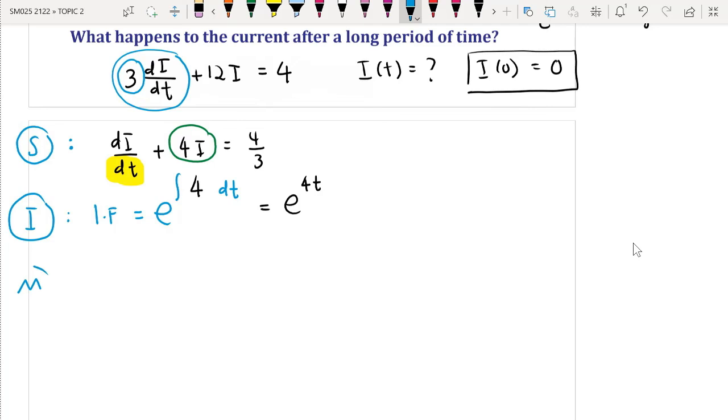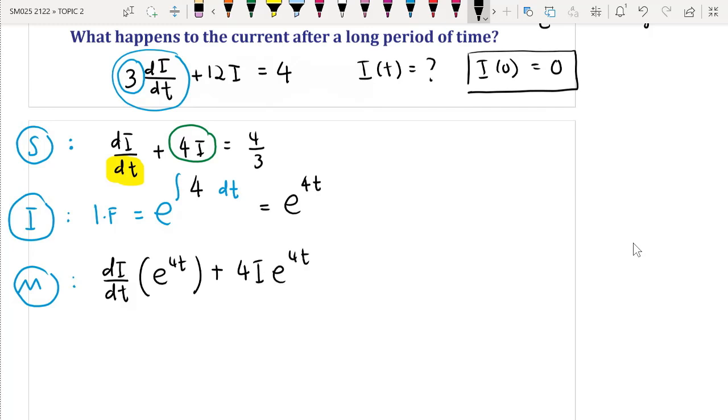Next part, M. What happened with M? M would be multiply. What do we multiply? The first step with the second step. So we would have di over dt times e to the power of 4t plus 4i times e to the power of 4t equal to 4 over 3 e to the power of 4t. Settle with the third step.